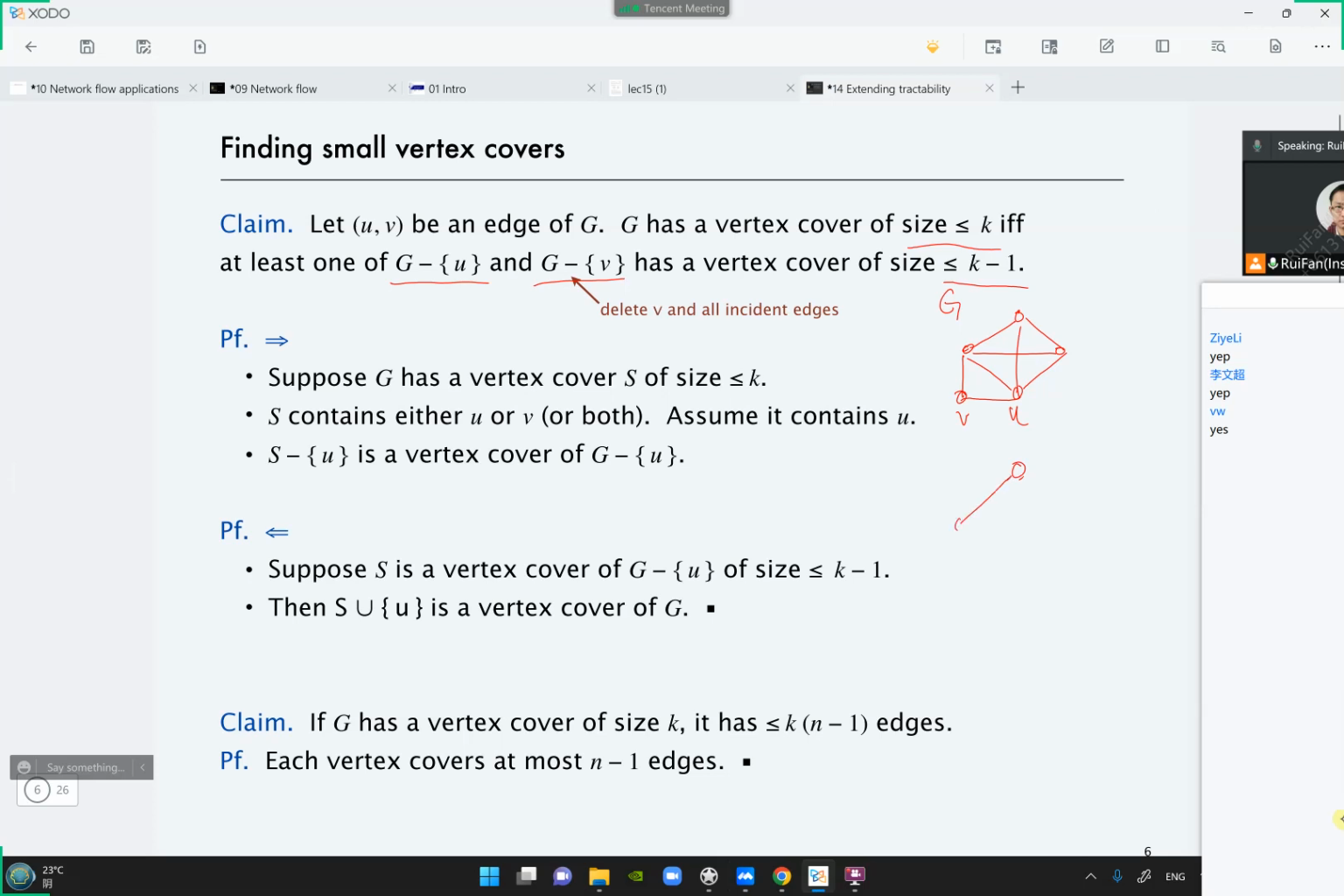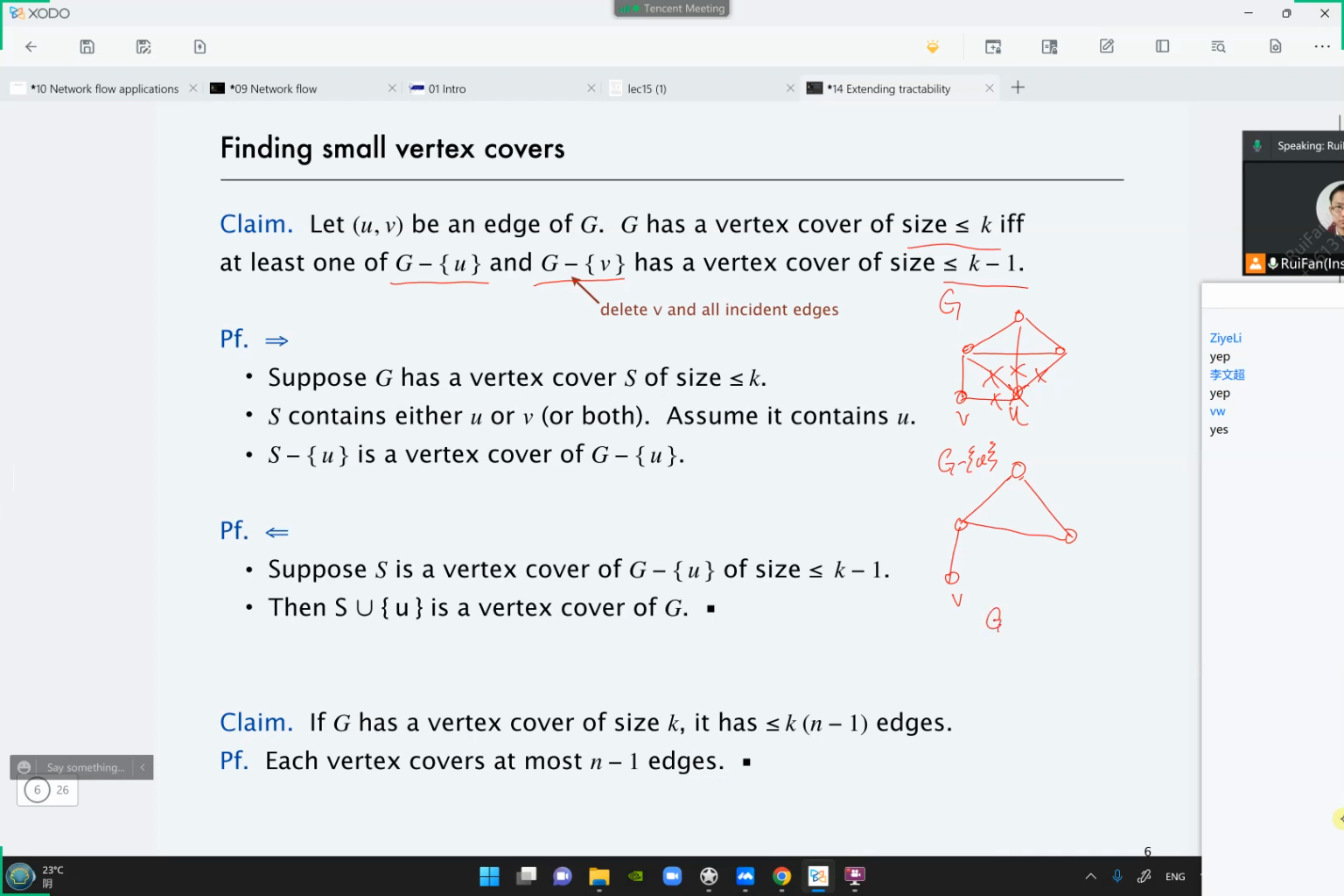So this is going to be G minus U over here. We're going to take out node U and all of its edges. So what it's going to look like is, you have node V over here, and then you used to have a node U with 4 edges, but now we take out all those 4 edges. So this here is going to be G minus U.